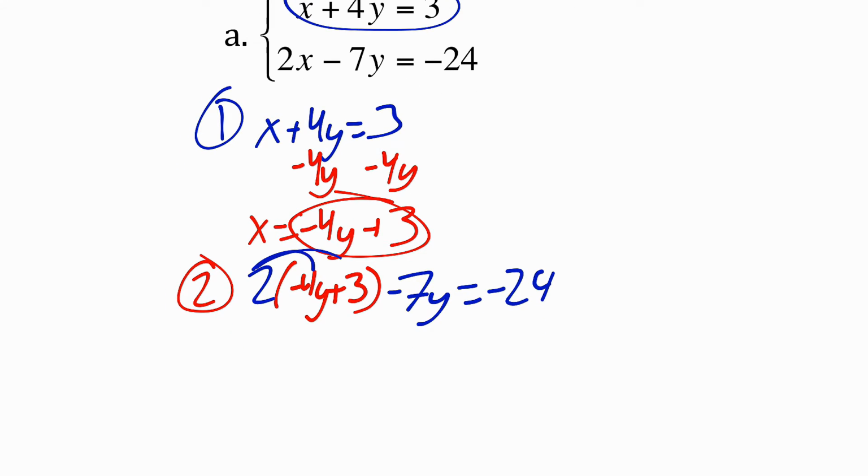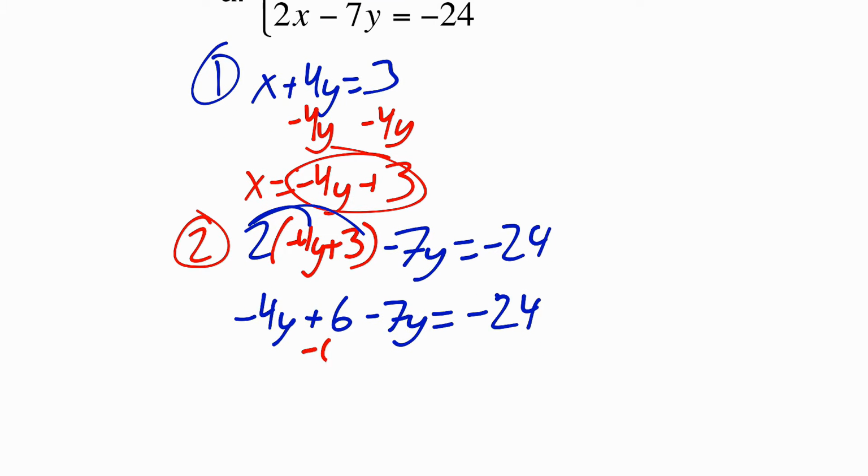So we're going to distribute the 2 to both of those. So we got negative 4y plus 6 minus 7y equals negative 24. I'm going to do kind of a couple steps in one here. I'm going to subtract 6 from both sides, but also combine the like terms on the left side. Negative 4y minus 7y gives us negative 11y.